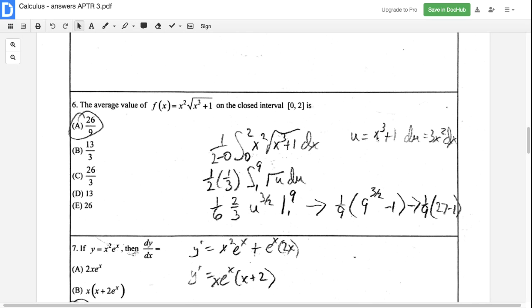I did a u for x plus 3. The derivative of that is 3x squared dx. I've got the x squared, so that means I got to move the 3 over, which means I got to have a 1/3. So that's why the 1/3 is here. Don't forget to change your limits if we have limits.